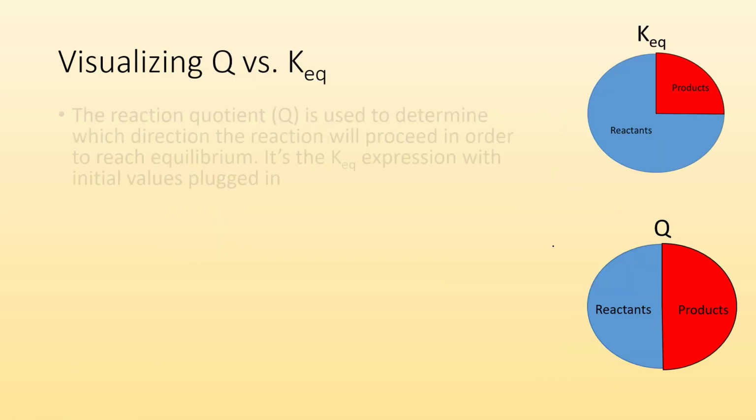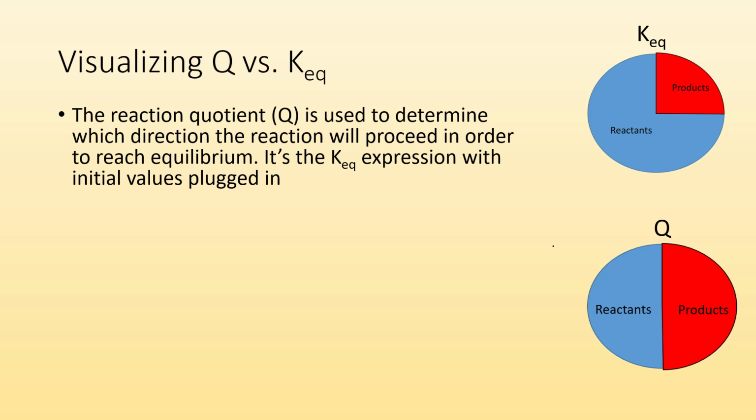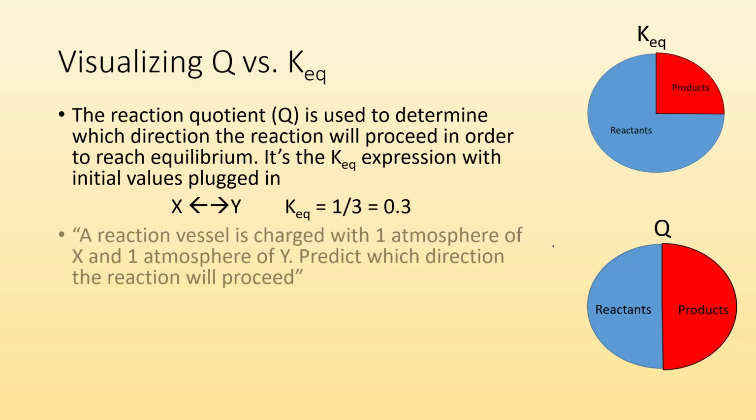So let's talk about Q versus KQ. The reaction quotient is used to determine which direction the reaction will proceed in order to reach equilibrium. It's the KQ expression with initial values plugged in. So, same equilibrium that I was using a second ago. A reaction vessel is charged with 1 atmosphere of X and 1 atmosphere of Y. Predict which direction the reaction will proceed.